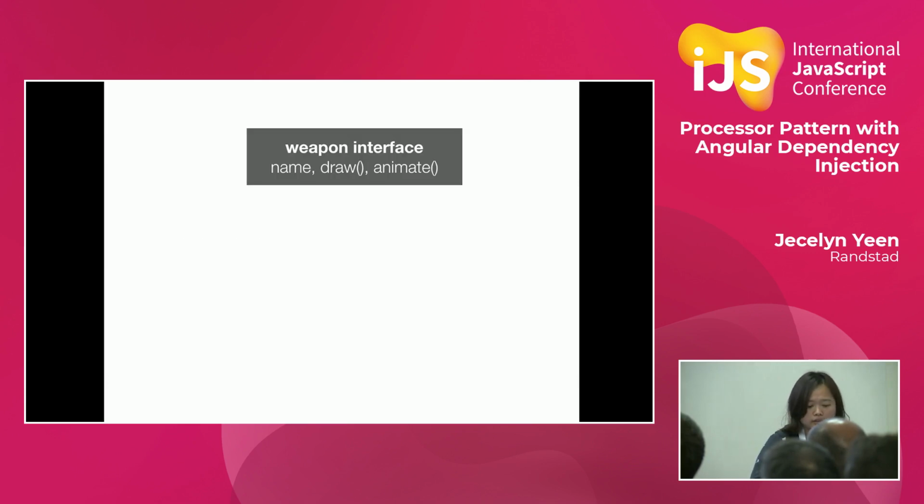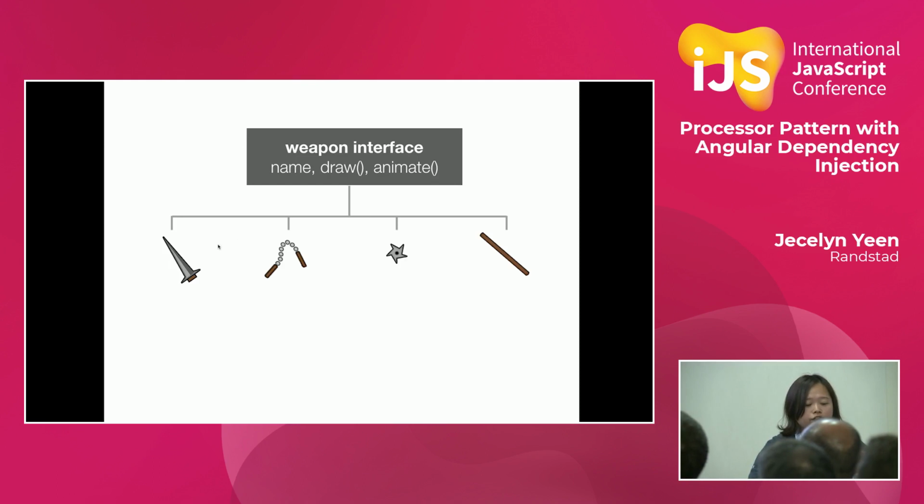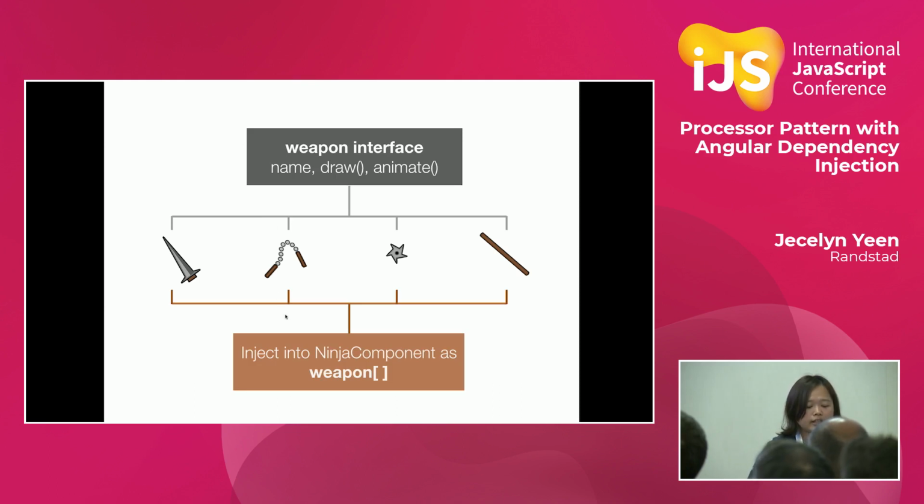So let's summarize this. Basically, we need a weapon interface. That interface has a property called name, a method called draw, and another method called animate. Then we have 4 different classes that implement this interface. After that, we inject these 4 services only one time, into the Ninja component as a weapon array, so that later on we can change it.